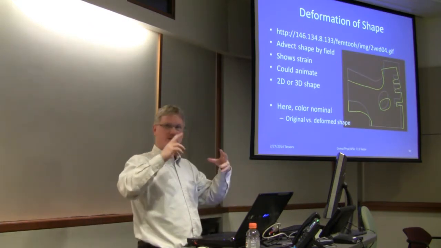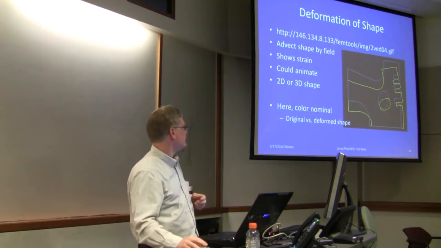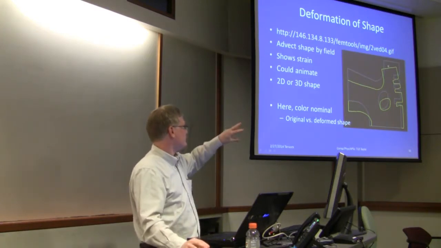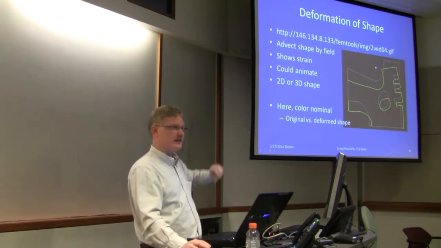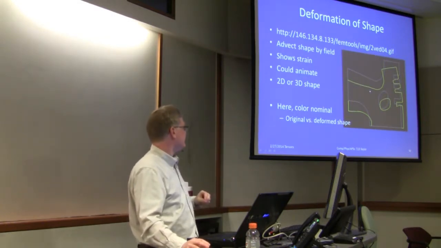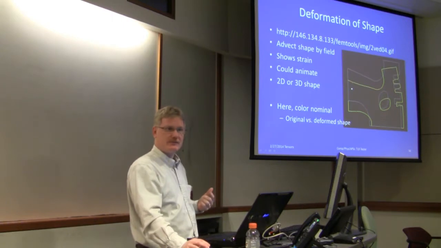So it's saying, okay, if we put this stress on this gray object, it deforms into the shape that is this yellow object. So it's directly going to show you what's going to happen to this thing as you press on it. But here, the color is just nominal, the deformed shape versus the original shape.